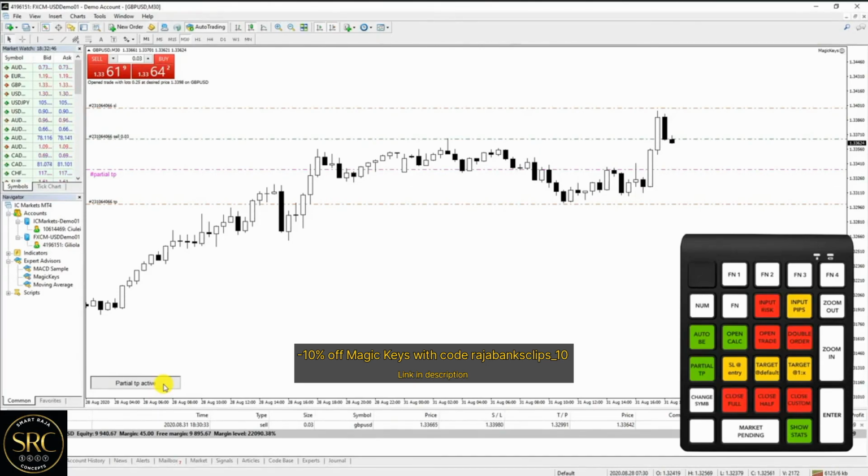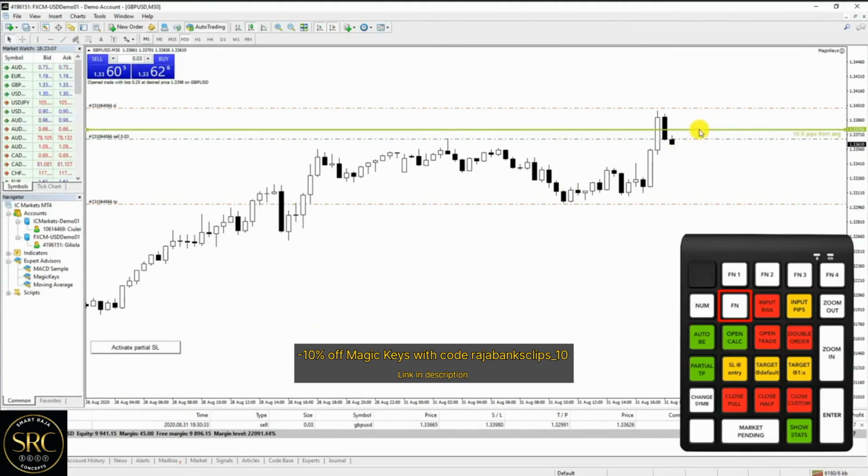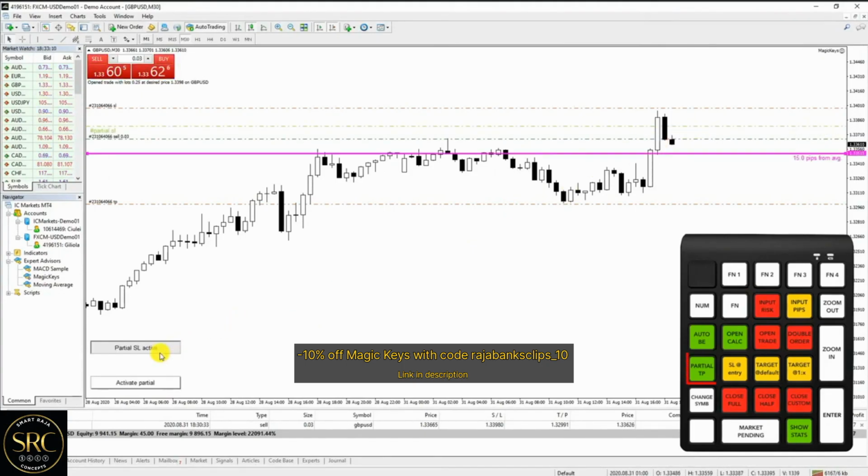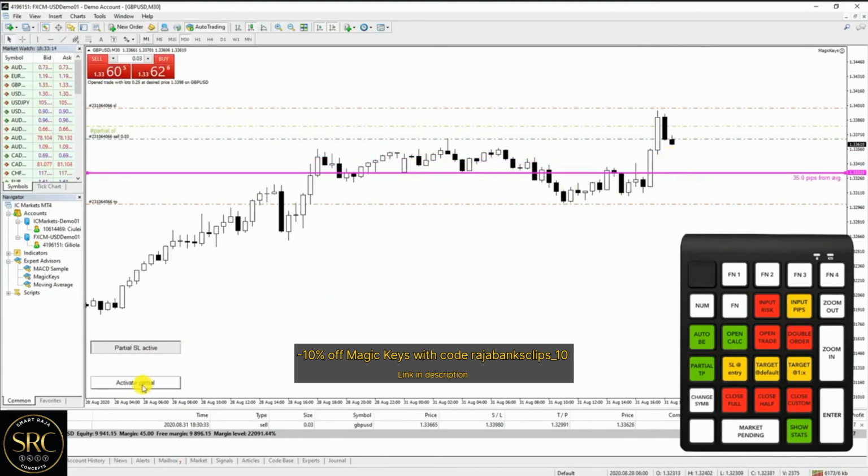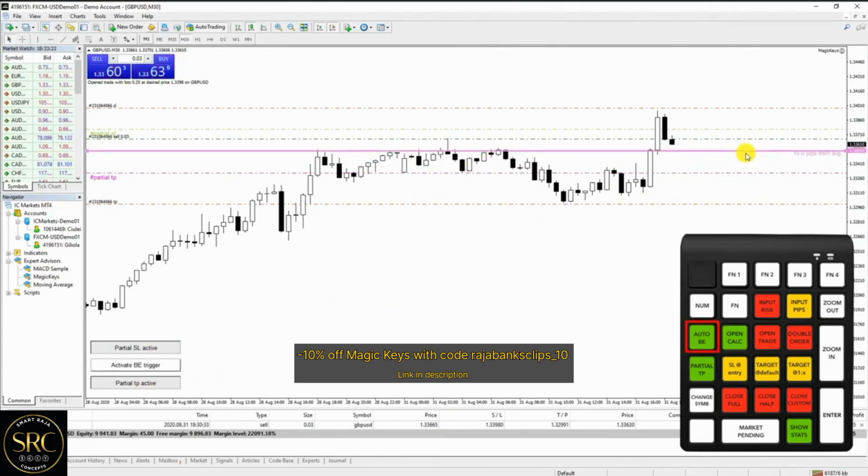The other triggers work exactly the same, but they differ in purpose. The partial SL takes out a percentage of the trade when a negative trade price is reached. The auto B will move the stop loss to entry plus buffer when reached. Remember that for triggers to work, you need to activate them with the buttons in the bottom left part of the chart, and MetaTrader cannot be closed, otherwise the triggers get cancelled.